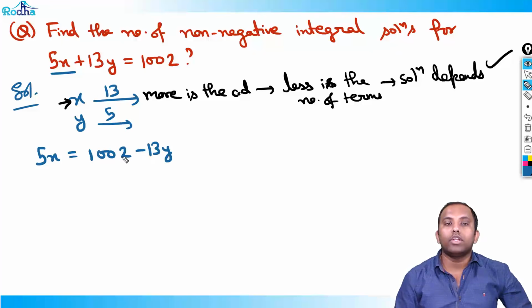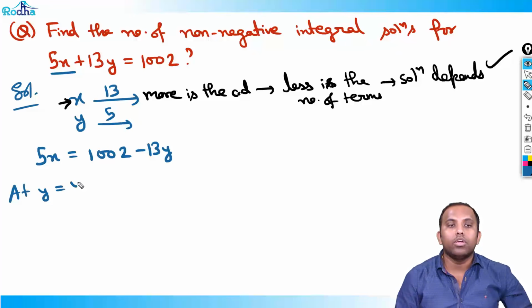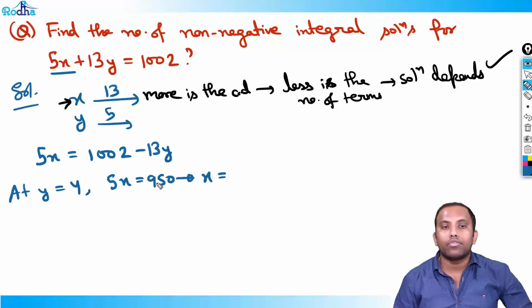So 1002 minus 13y: at y equal to 0, 1002 is not a multiple of 5. At y equal to 1, it is 989, not a multiple of 5. At y equal to 2, 976, again not. At y equal to 3, 963, no. At y equal to 4, 950, that we got. So at y equal to 4, 5x is equal to 950. That means x is 950 by 5, that is 190.